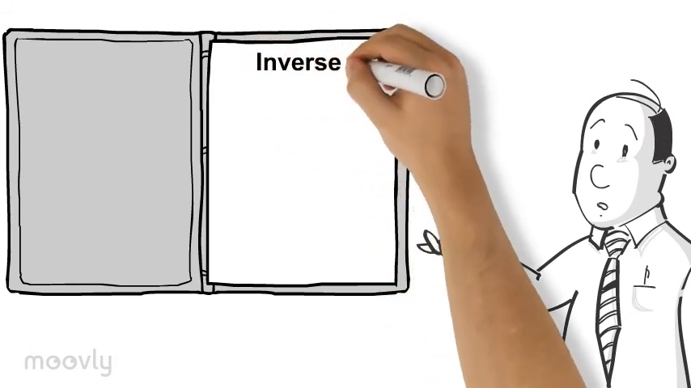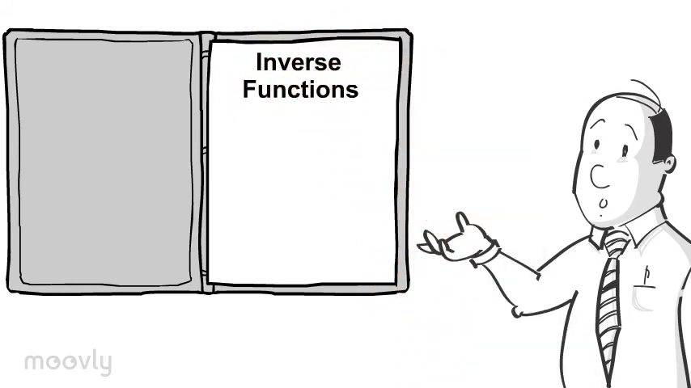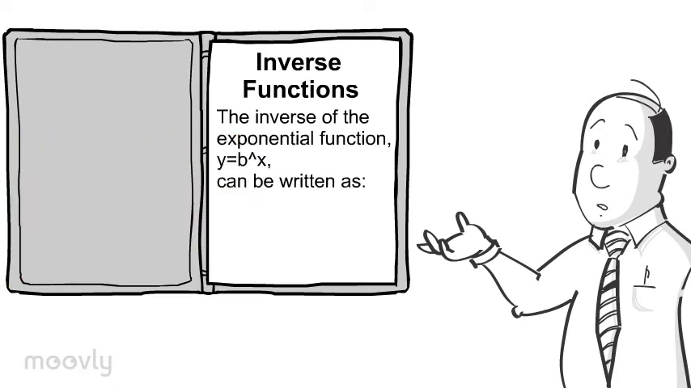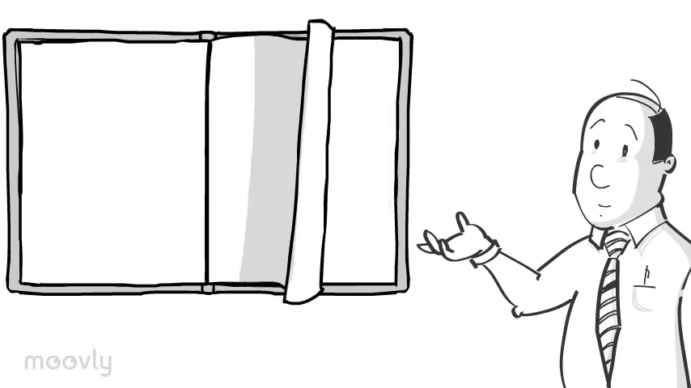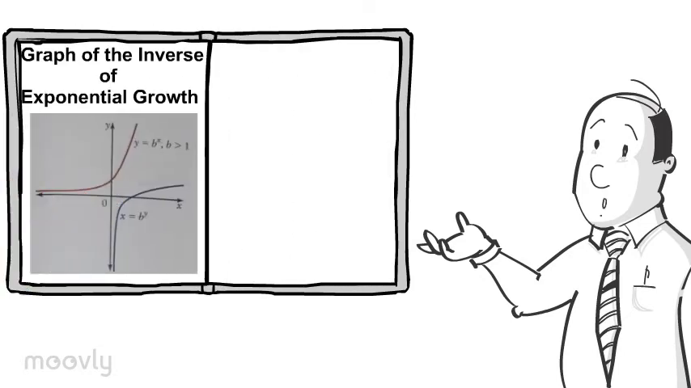To find the inverse of a function, you must exchange the y and x values of the function. Therefore, for an exponential function, the equation would be x is equal to b to the power of y. The graph of the inverse of an exponentially increasing function has no y-intercept and has an x-intercept of 1. This is because the x and y values have been switched around.